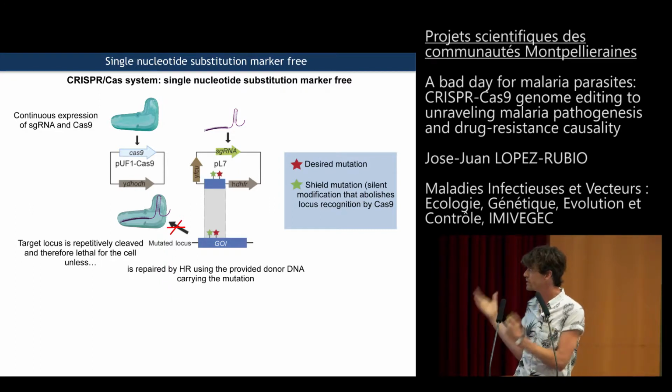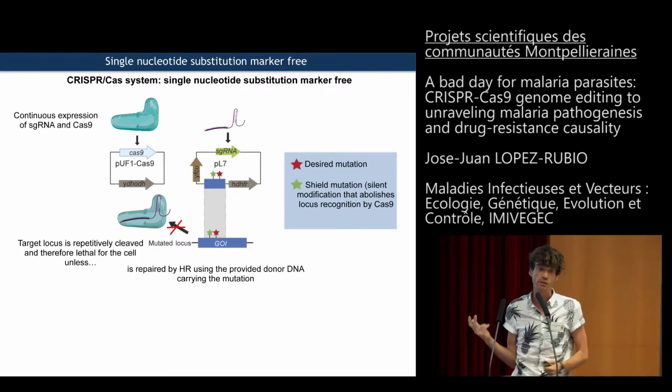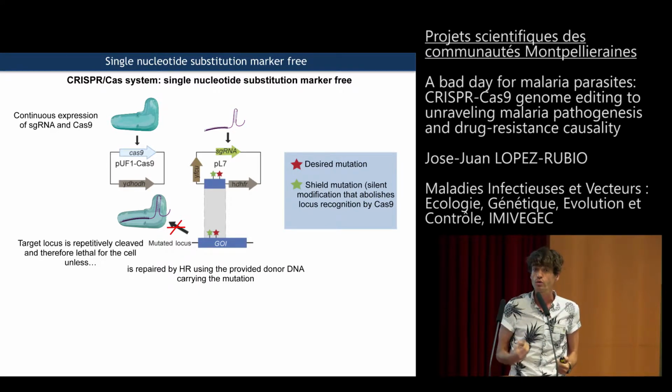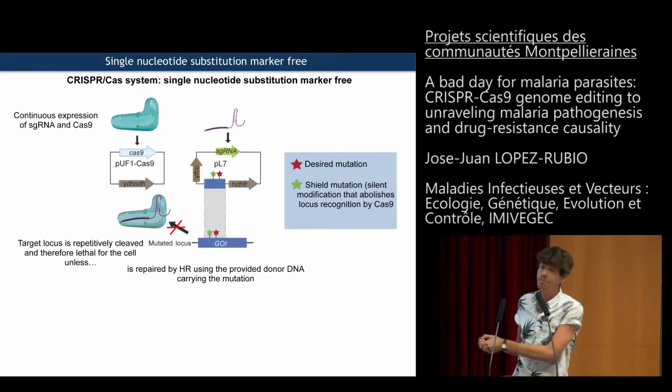In this way, we can transfect the parasite with these 2 plasmids. We can keep the drug to maintain the plasmid in the parasite. So the parasite will express the 2 elements. This will happen, and only those parasites that repair the double-strand break with this donor DNA will be able to survive, because now the Cas9 cannot recognize the locus any longer.